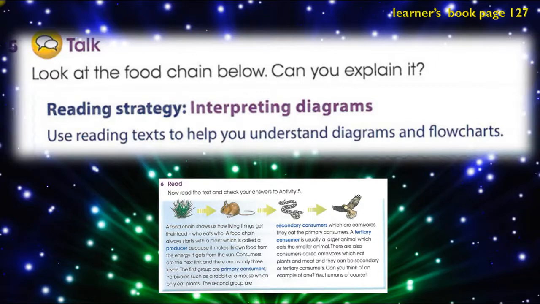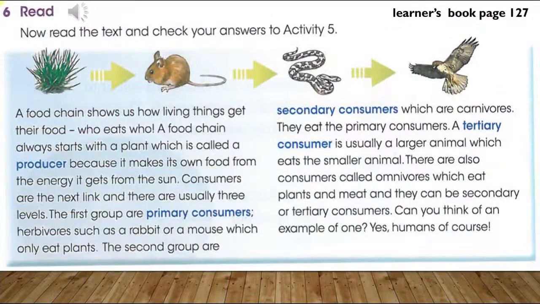For reading, because you need reading here, you are going to use the text to help you understand the diagram and flowcharts. Let's go to it. Now, we are going to read the text and check your answers to activity 5. Take your time reading silently and come back to me. Now you are going to read again, but no, you are gonna listen and hold your pencil. You're gonna work word by word.